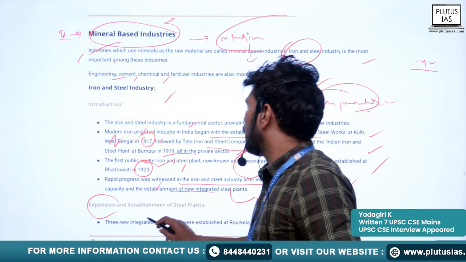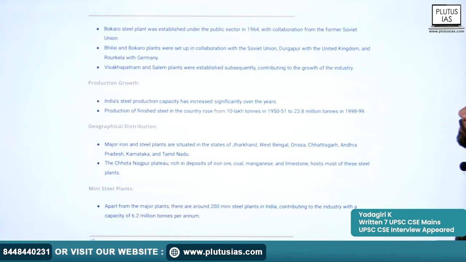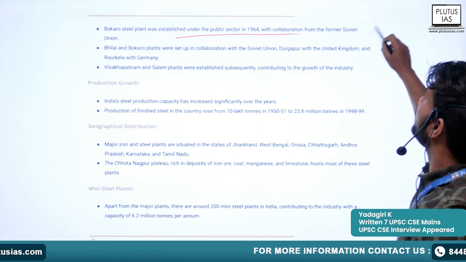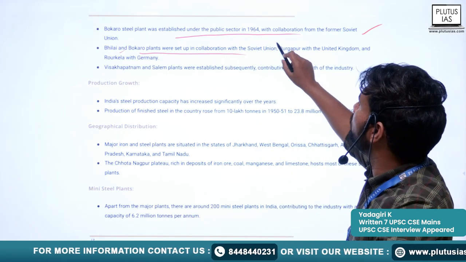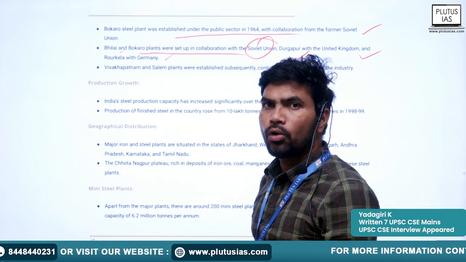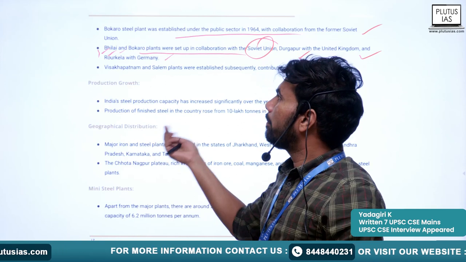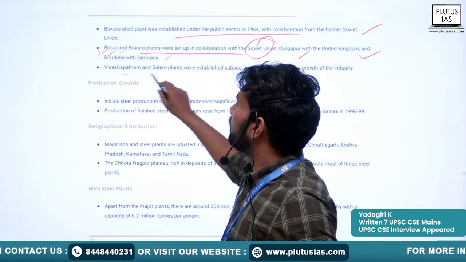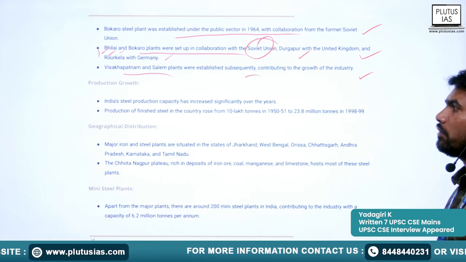If we see the expansion, new integrated steel plants were established in Rourkela, Bhilai and Durgapur, right? The Bokaro steel plant was established under the public sector in 1964 with the collaboration of the former Soviet Union. Bhilai and Bokaro plants were set up in collaboration with the Soviet Union, Durgapur with the United Kingdom, and Rourkela with Germany. So try to remember which iron and steel plant has been established with the collaboration of which country. After that, Visakhapatnam and Salem plants were established subsequently, contributing to the growth of the industry.